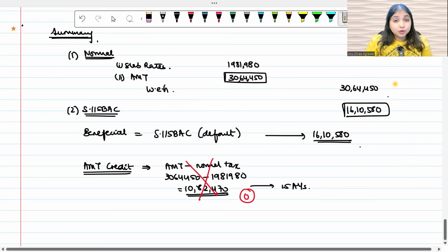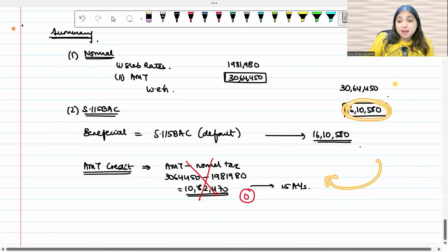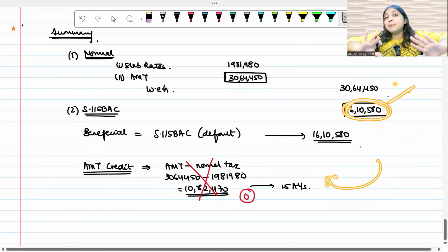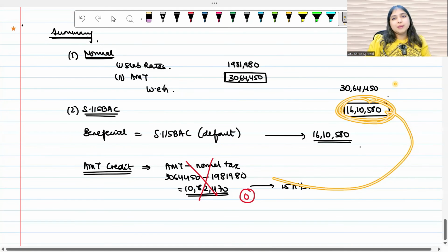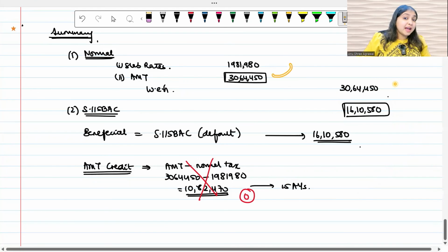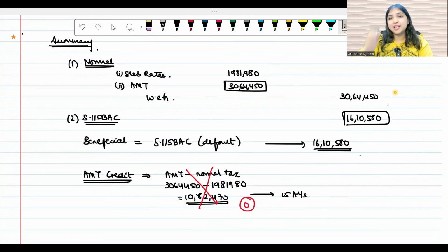You got the point, right? So if I was paying as per 115 BAC, then there will be no AMT credit, because did I pay AMT? AMT credit will come into the picture only when I'm paying AMT. Am I paying AMT? No, I'm paying as per 115 BAC. So there will be no AMT credit at all, even though AMT is higher than normal income tax. Got it? This is it, guys. This is it about our entire discussion with respect to AMT.